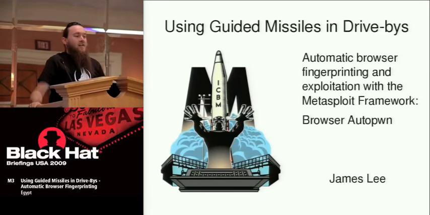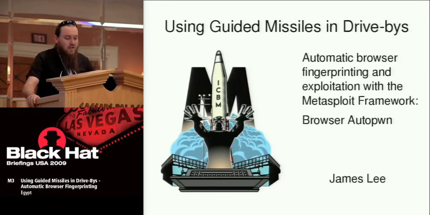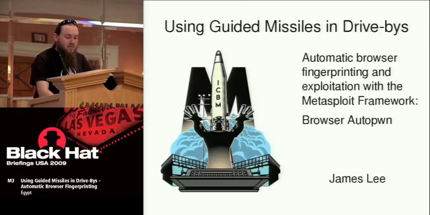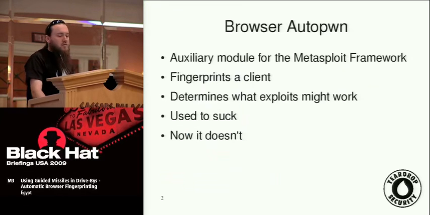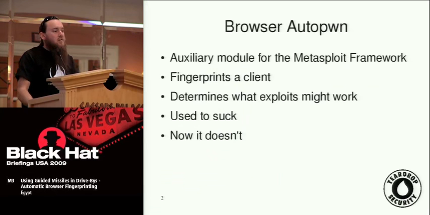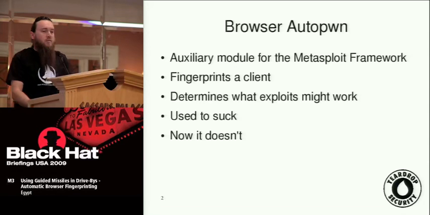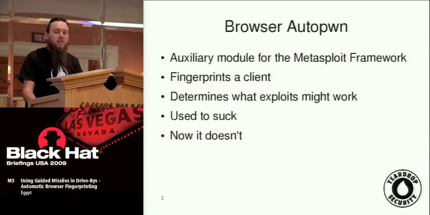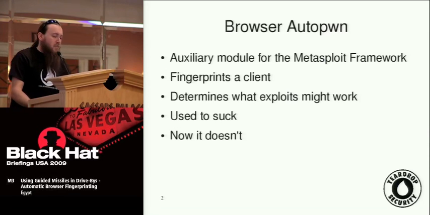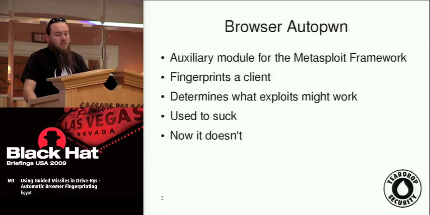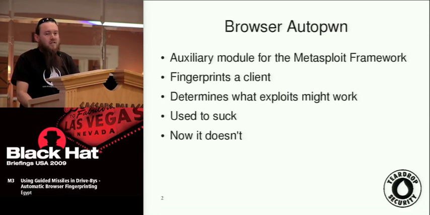Thanks. All right, so as he said, I'm Egypt, and I'm going to be talking about Browser Autopwn. It's an auxiliary module for the Metasploit framework for fingerprinting clients, trying to determine what browser is talking to your evil server, and furthermore, what operating system it's running on. In so doing, we determine what exploits might work with that combination of operating system and browser. The first round of Browser Autopwn used to suck, and I'm hoping that it doesn't suck anymore.